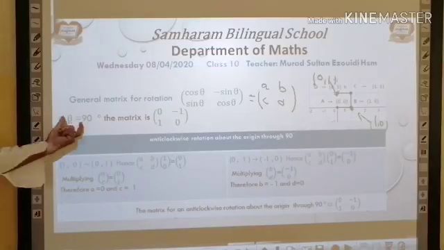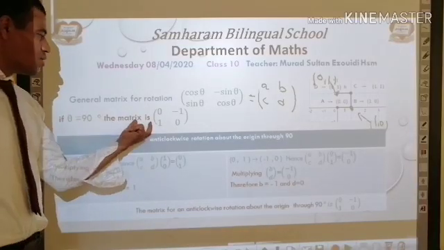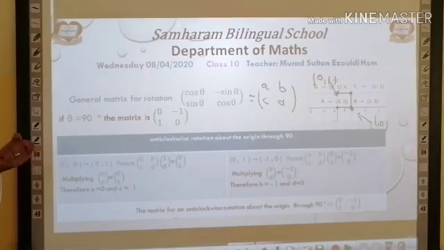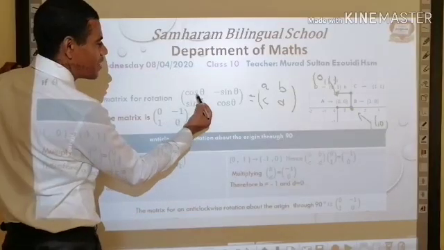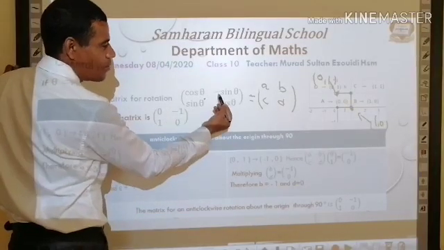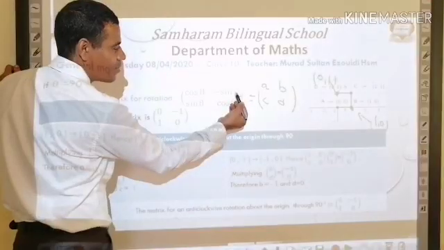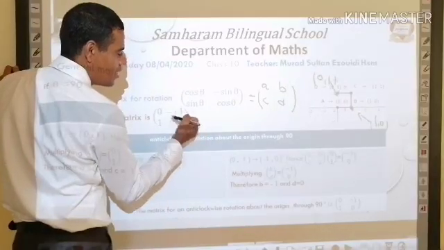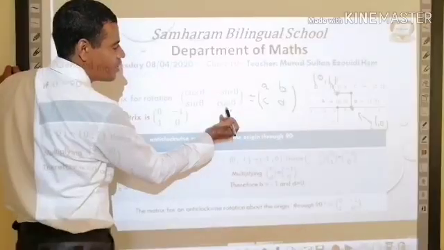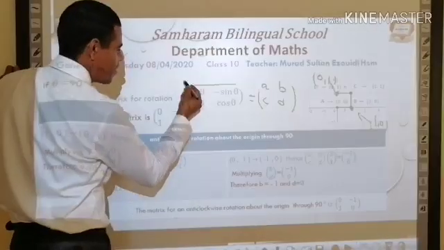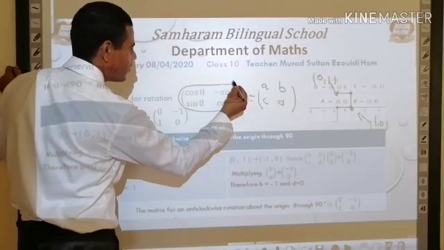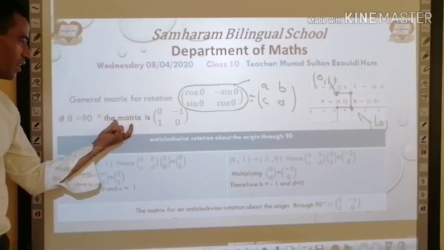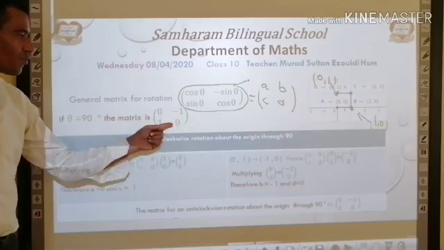If theta equals 90 degrees, the matrix for rotation of 90 degrees anti-clockwise about the origin is: cosine of 90, which is 0; minus sine of 90, sine of 90 is 1, so it will be minus 1; then sine of 90 is 1; and cosine of 90 is 0. This one is very important. So if theta equals 90 degrees, the matrix is (0, negative 1; 1, 0).